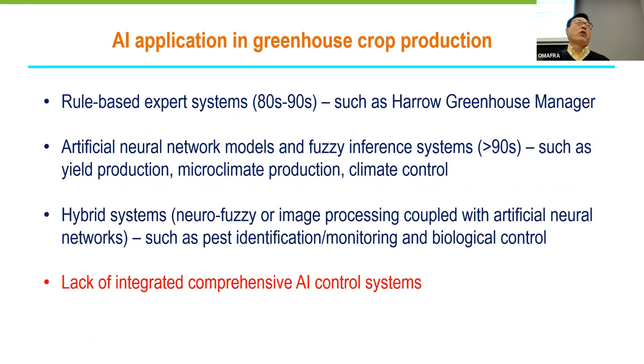In the broader sense, AI application in the greenhouse goes back a long time, to the 80s and 90s, when what you talked about was rule-based systems. That was really primitive AI. One example here is the Harrow Greenhouse Manager. You see Shirley is there, probably 30 years ago. After the 80s, people used artificial neural networks or fuzzy inference systems, more for yield prediction, climate prediction, or parts of climate control, preventing condensation and leaf wetness. Those only address one component.